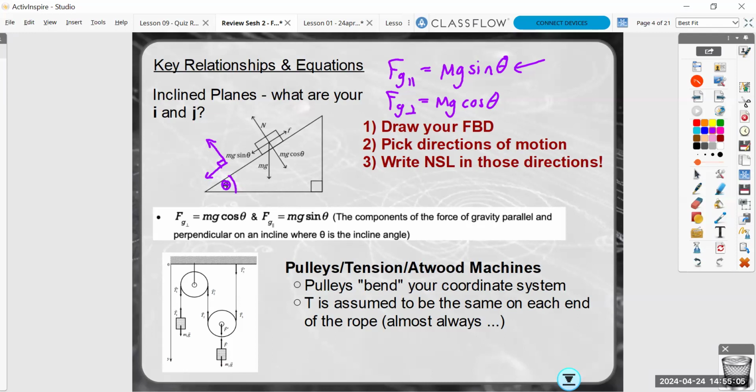Yeah. What are the two lines? These? F_G two lines. Oh, parallel. The force of gravity in the parallel direction or in the perpendicular direction.